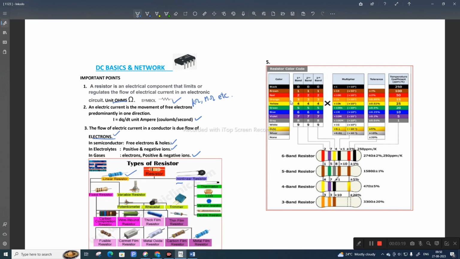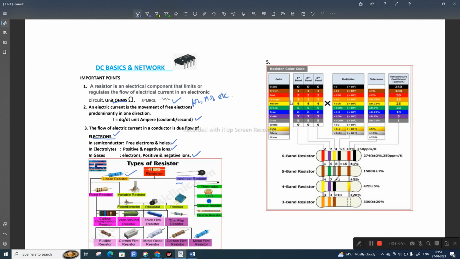So everybody knows this: black, brown, red, orange, yellow, green, blue, violet, gray, white, gold, silver, none. These colors represent in the first band the values 0, 1, 2, 3, 4 up to 9 for white respectively. Similarly for the second band and third band, the same thing. The fourth band comes as multiplier. Fifth band also comes as multiplier. Next is tolerance, and last is temperature. That is for the 6 band color code.